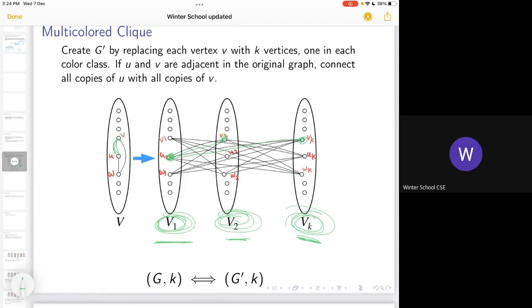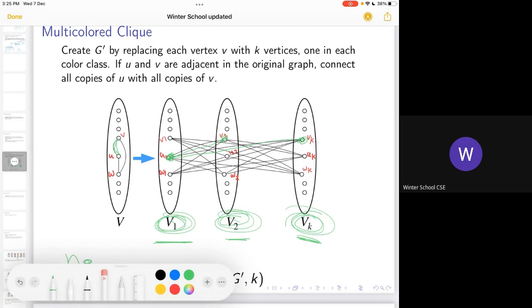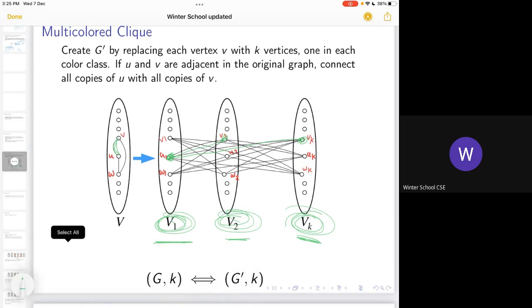Is the construction clear? Okay. So now, the running time is fine. We are taking something like n times the number of edges times k running time. So it is still polynomial. We are not doing much. Our parameter is also k to k.